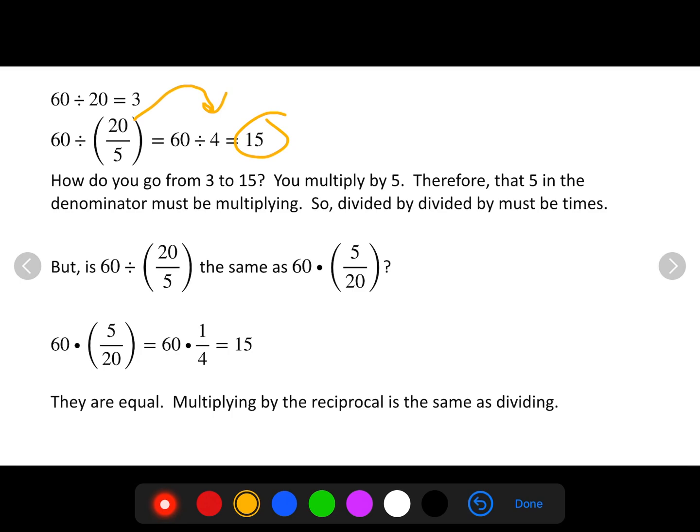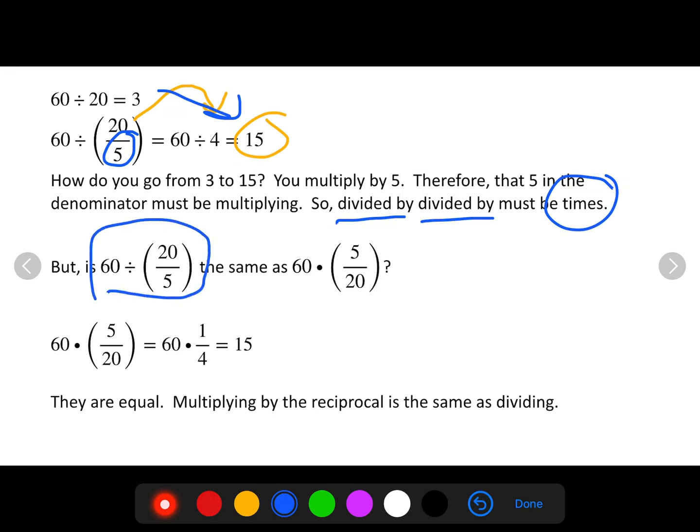Now, how do you go from 3 to 15? Well, you multiply by 5. Therefore, this 5 here in the denominator must be multiplying by 5. 60 times 5 is 300. 300 divided by 20 is 15. Divided by must be times.